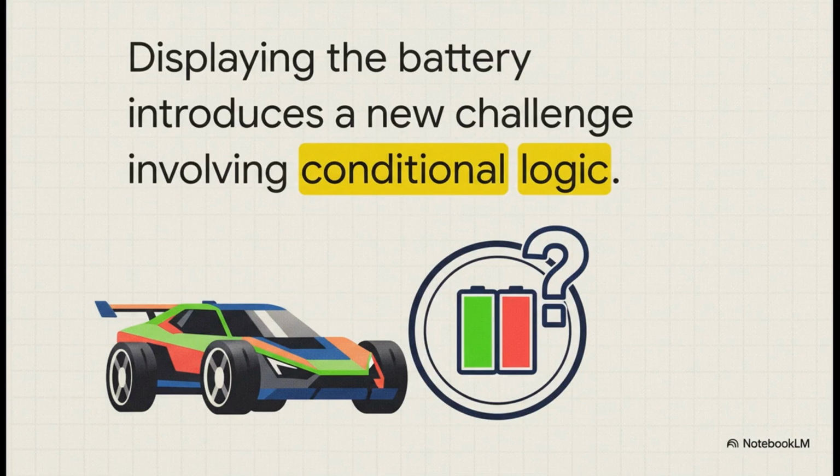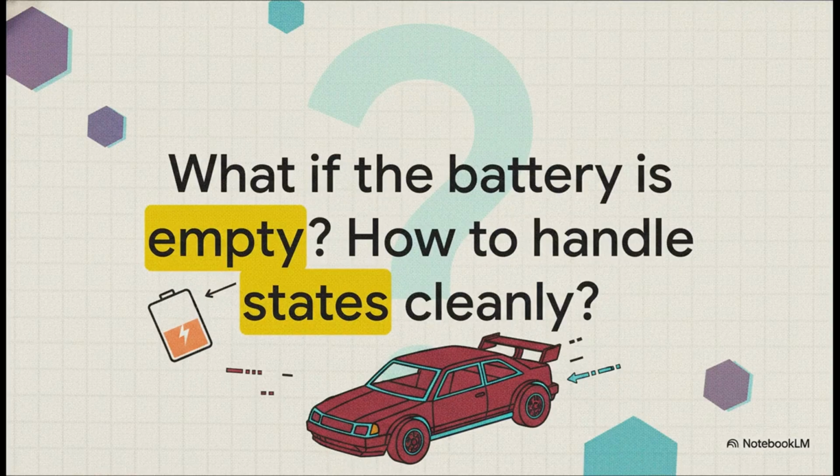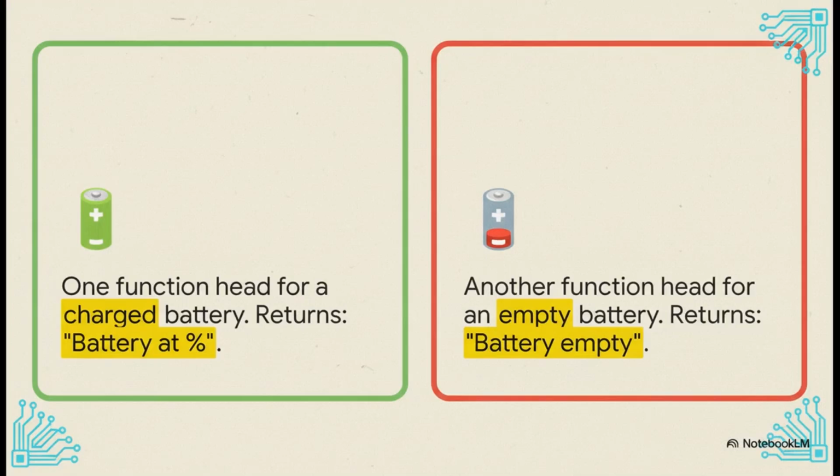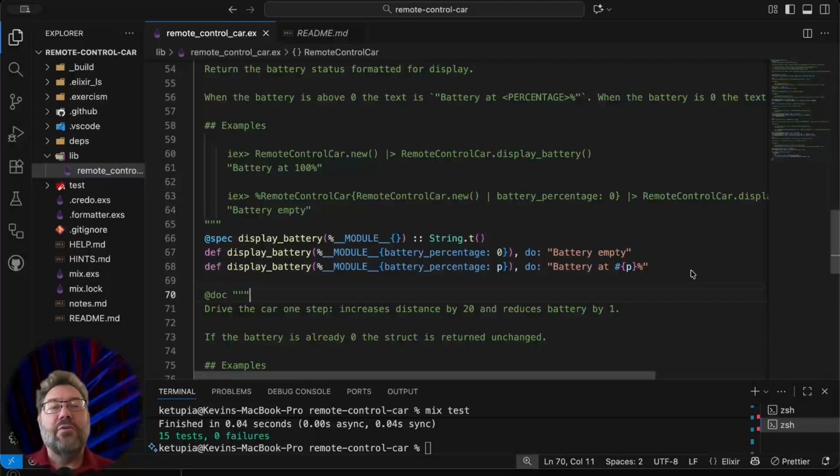Displaying the battery, though, that brings up a new problem for us to solve. See, if the battery is at 0, we need to show a special message, and we want to avoid messy if statements. And here's the beautiful Elixir solution. Separate function heads for each state. So clean. Display battery uses pattern matching again with different function heads for different states on the battery percentage.